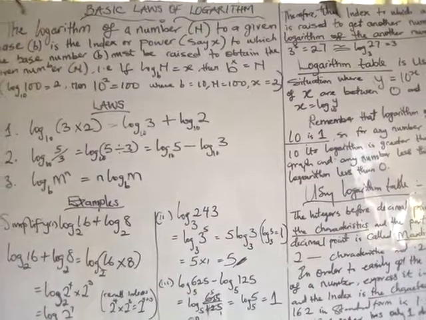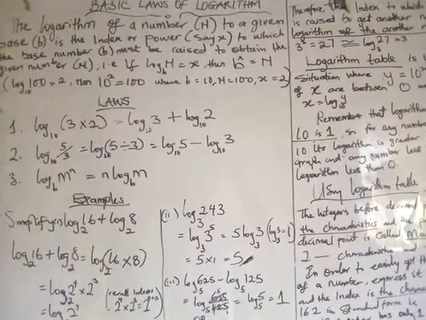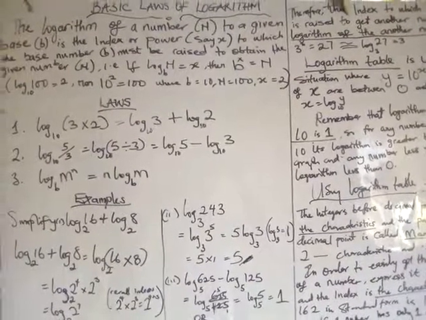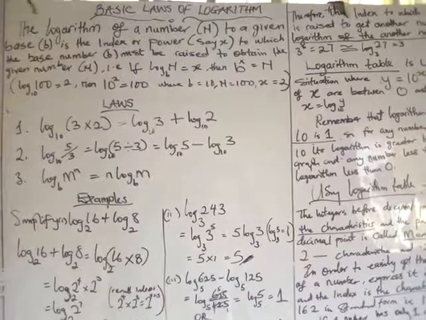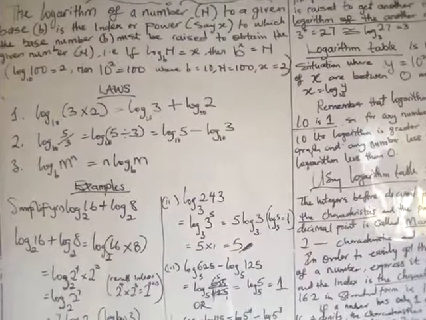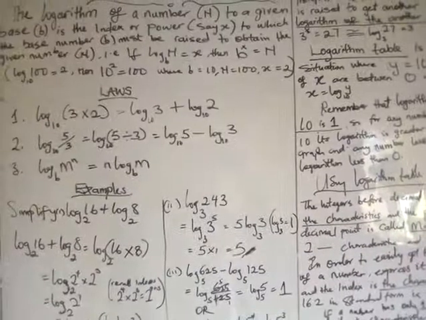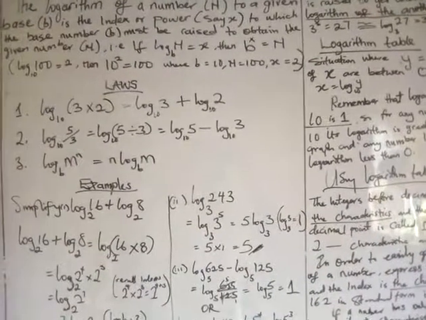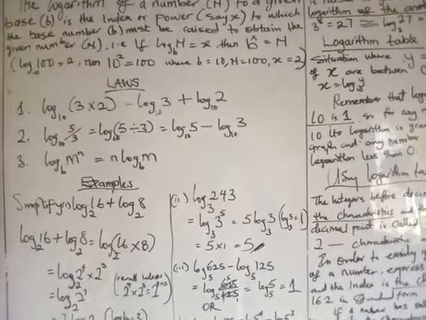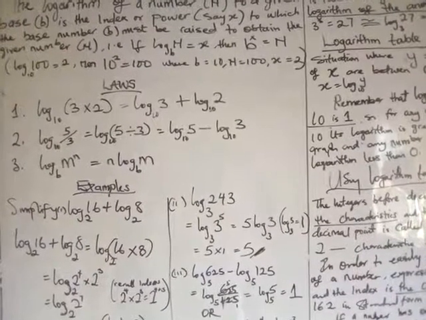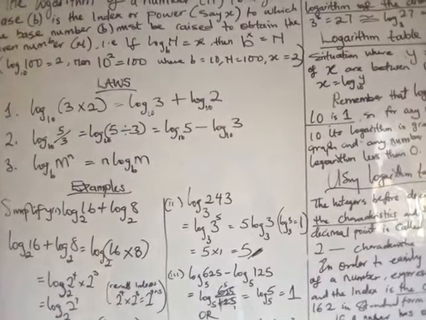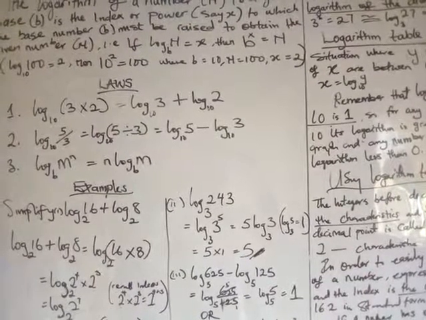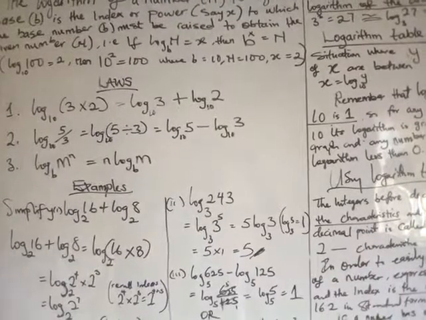Basic laws of logarithm. The logarithm of a number n to a given base is the index of power, say x, to which the base b must be raised to obtain the given number n. That is, if log n to base b is equal to x, then b raised to power x is equal to n.